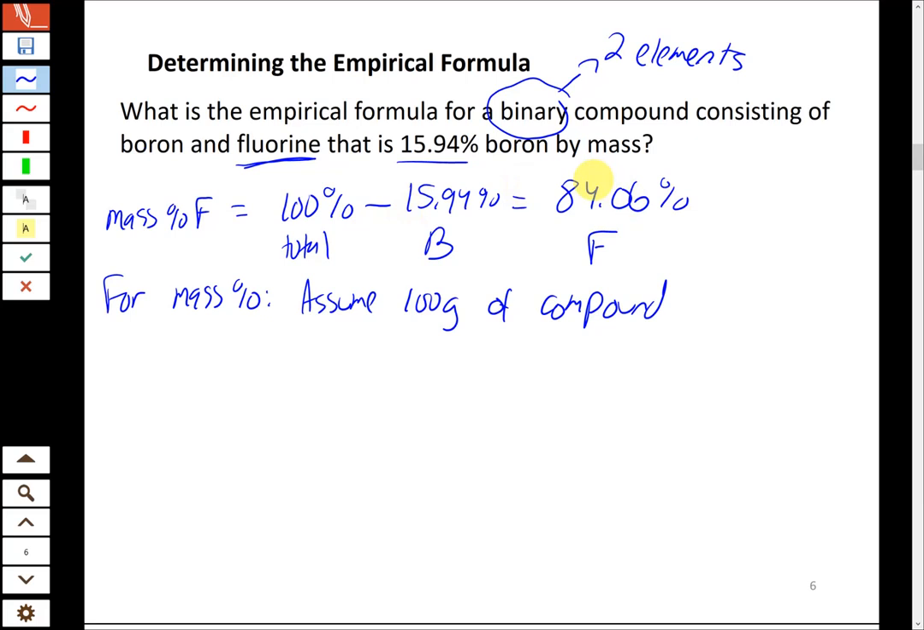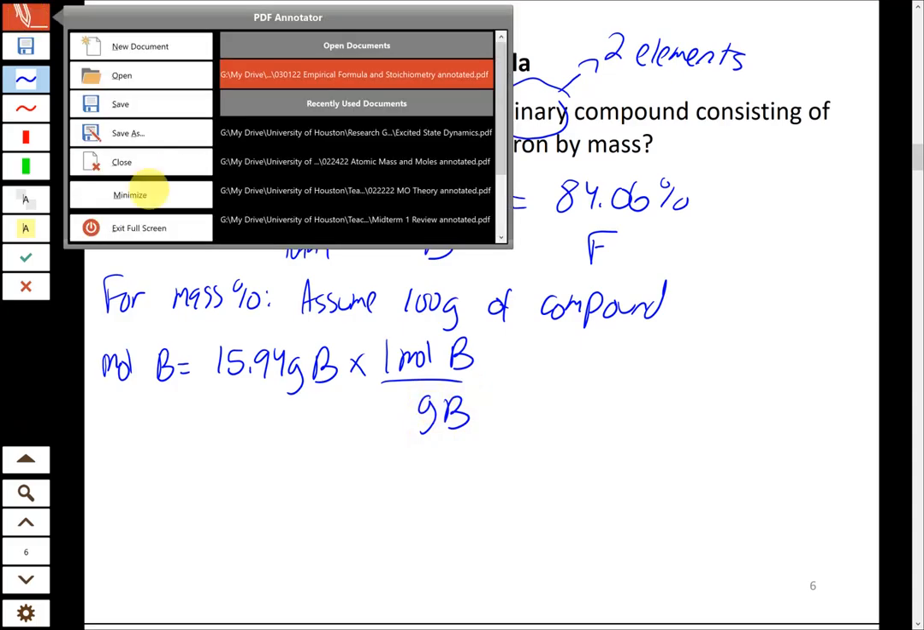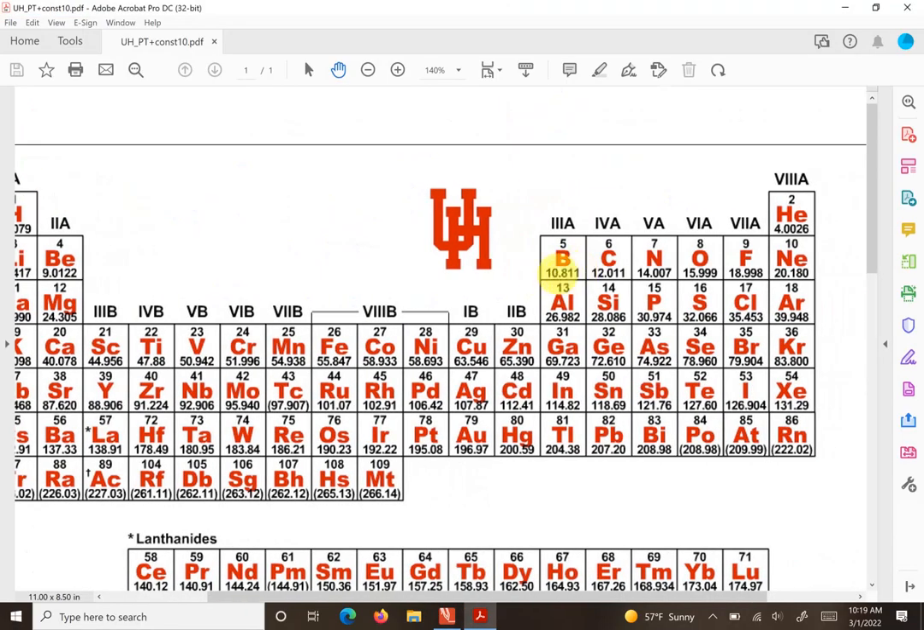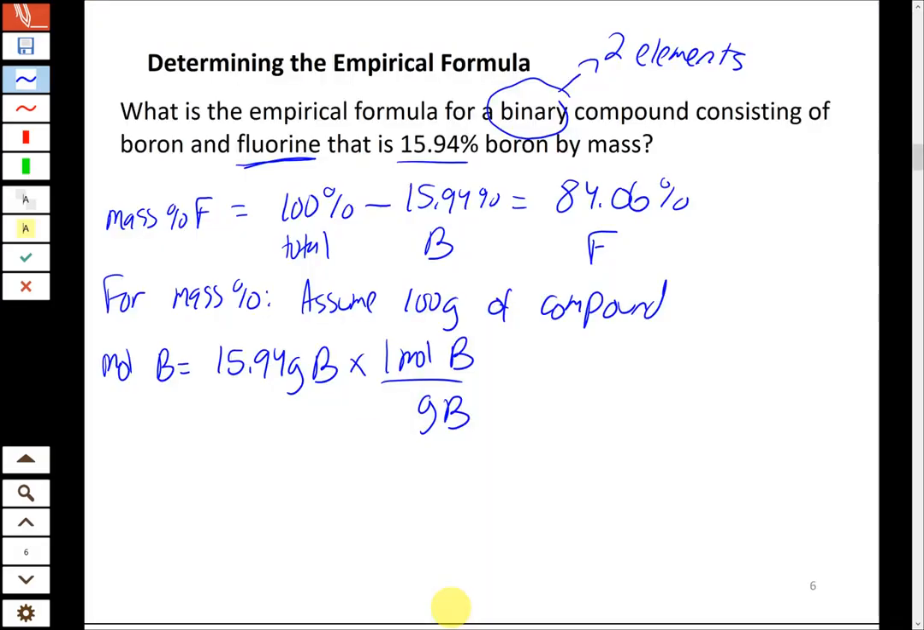So then we can just take those numbers and convert them into moles and follow the same steps as the last problem. For boron, we start with its amount, which is 15.94 grams. That's how much boron there would be in 100 grams of the compound. We're going to divide by the atomic mass to convert that into moles. From the periodic table, boron is 10.81, fluorine is 19.00 to 2 decimal places, which is plenty. So when we divide by 10.81, we get 1.474 moles of boron in 100 grams of compound.